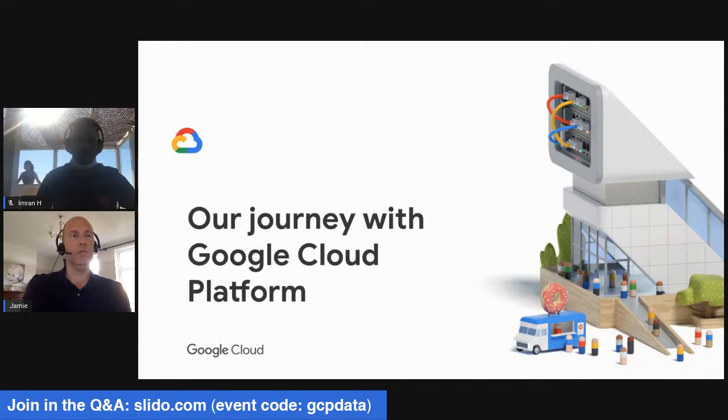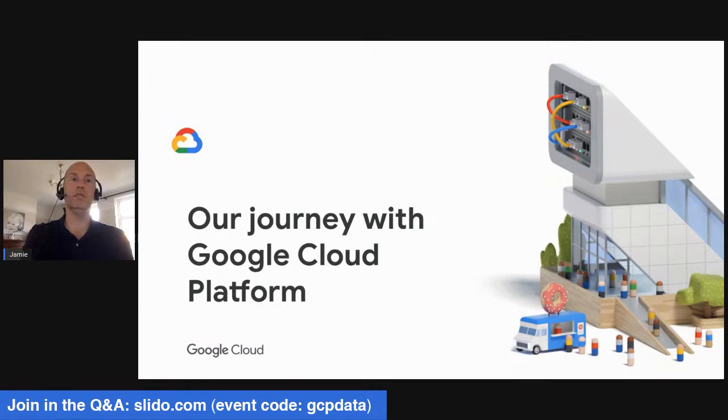So this session is called Democratising Dataproc, but it might easily also be called Our Journey with Google Cloud Platform. I'm going to touch on some of the decisions that we made during the course of our journey of moving a lot of our business into the cloud, and what we've done with Google Cloud Platform in that time.